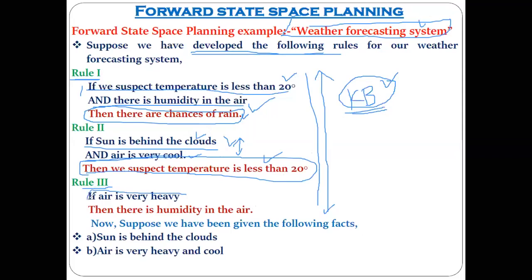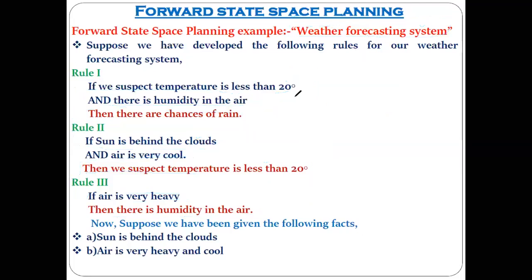Third rule says what? If air is very heavy, then we can conclude from that there is humidity in the air. So these are the general rules given for the weather forecasting system. All of you got these rules? Yes, all of you understood these rules? These given rules we are going to utilize.